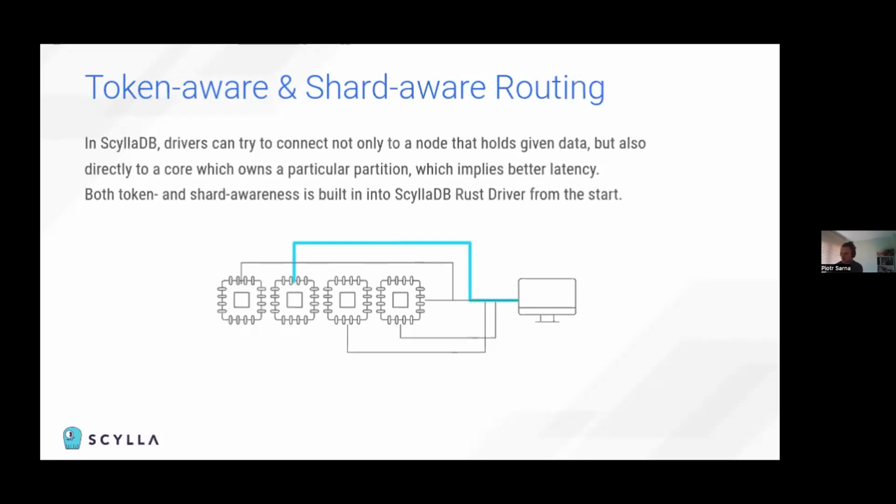Once a request is ready to be sent, the driver will try to send it not only to the node that has the data, but directly to the CPU core which owns this particular partition. And that translates to even better latency because data goes straight to the shard responsible for handling the request. And that's possible because by default, ScyllaDB Rust driver maintains a separate connection for each CPU core that every node of your database cluster has, and keeps up-to-date topology information which says which data belongs where on which node.